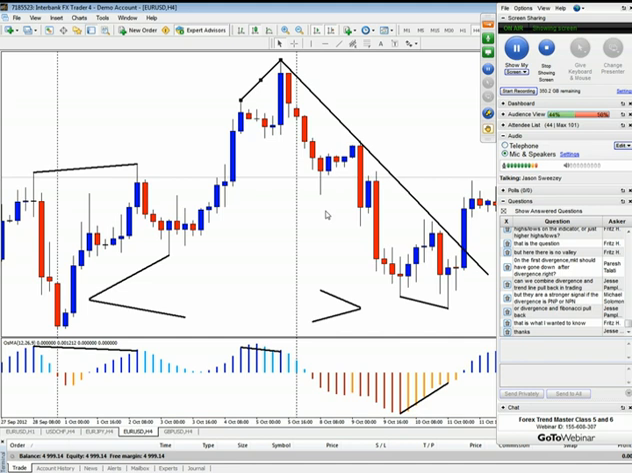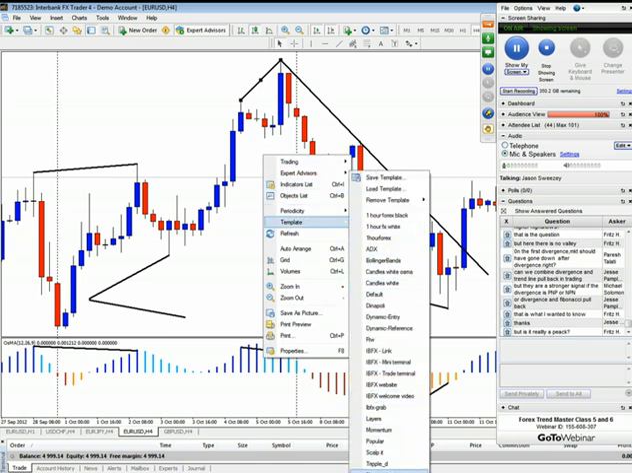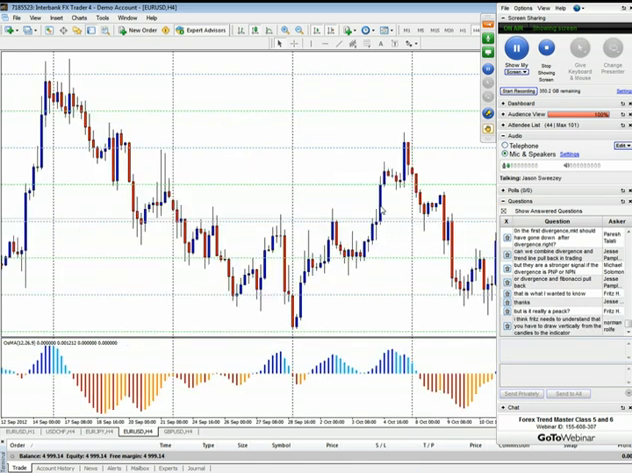So let's go and look now at the 15-minute chart. Okay, I got rid of that. And I'm going to show you guys some setups now.